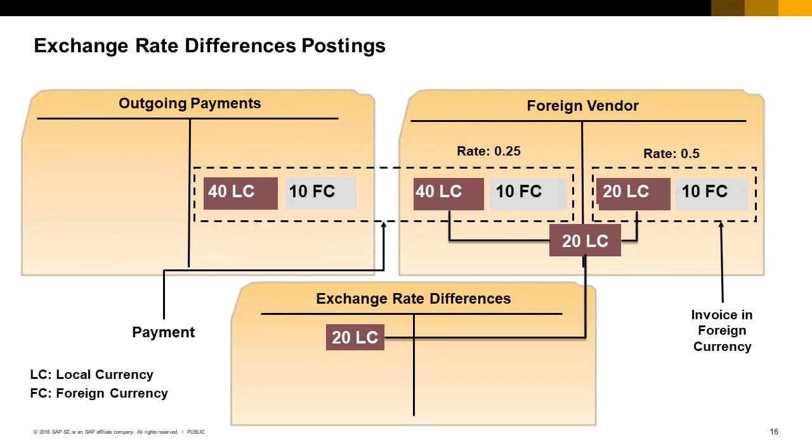In the foreign currency, the amount of the invoice and the payment are the same, that is 10 units. But, compared to the value at the time of the invoice, there is an exchange rate difference of 20 units local currency. When you post the payment for this invoice, the system automatically posts this exchange rate difference to an exchange rate difference account. The system posts the exchange rate differences as expense or revenue to the accounts that you have entered in the GL account determination window, under the Purchasing tab in the Realized Exchange diff. Gain field and the Realized Exchange diff. Loss field.